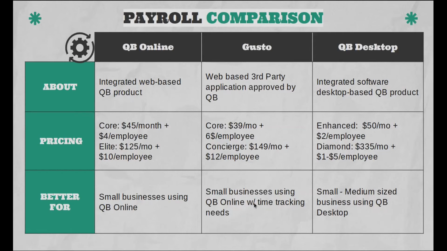Gusto specifically does offer time tracking, and it integrates really well with QuickBooks Online, but a lot of these third-party applications will not integrate with QuickBooks Desktop. So if you are a QuickBooks Desktop user, they do have a specific product with payroll that you would just buy into. As you can see here, it starts at $50 a month, $2 an employee, and moves up to the high-end rate of $335 a month, $1 to $5 per employee. That's probably better for smaller, up to more of a medium-sized business using QuickBooks Desktop.